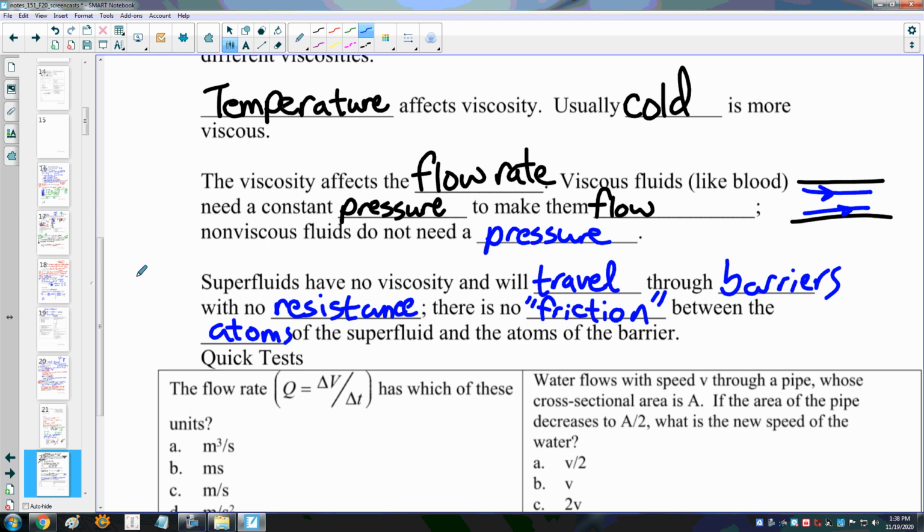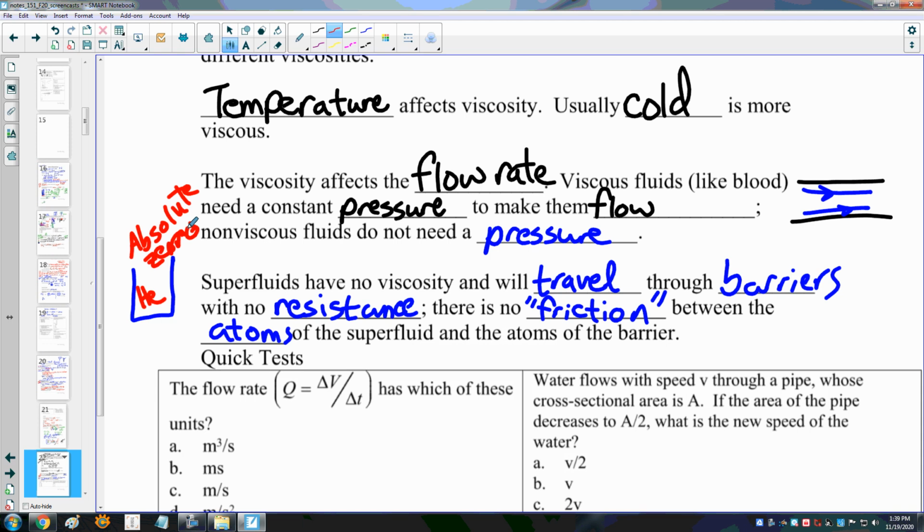And I'll show you a video where it has a little cup. And in that cup is a superfluid. It is liquid helium, which is helium cooled to a very, very, very cold temperature, which is really close to absolute zero. And towards the end of that video, it doesn't look very impressive, honestly.